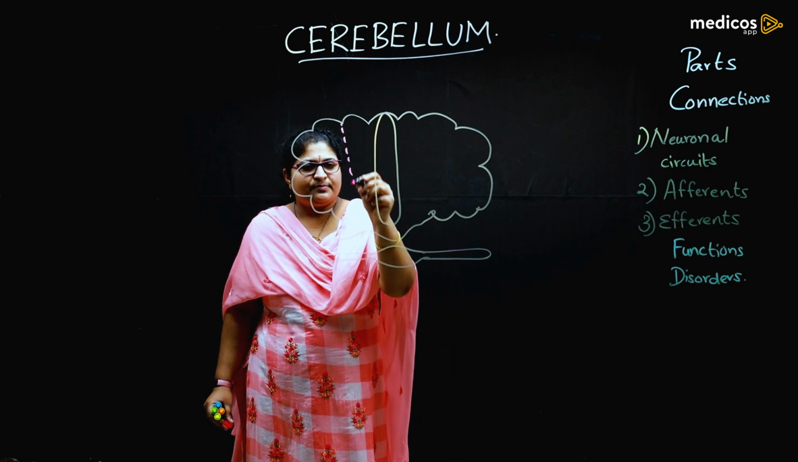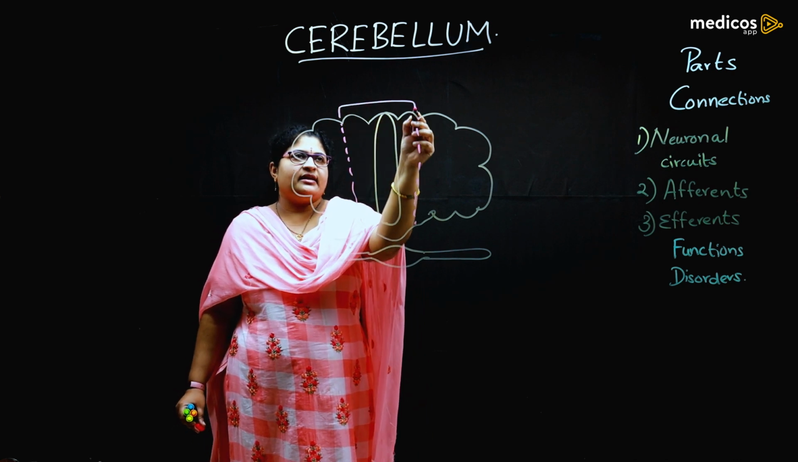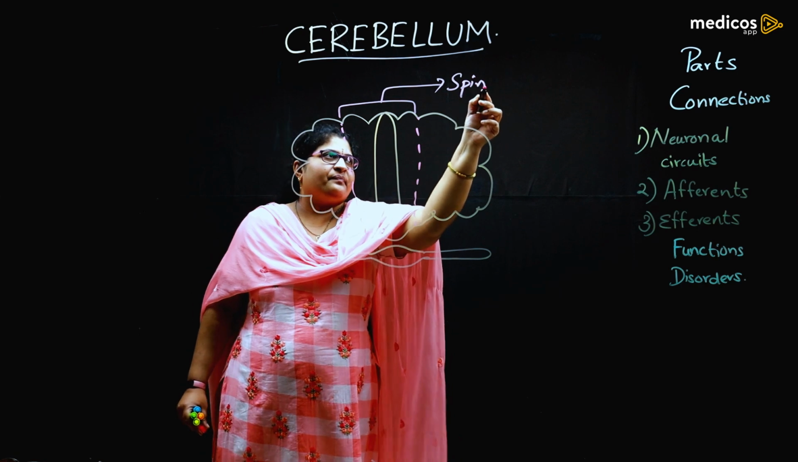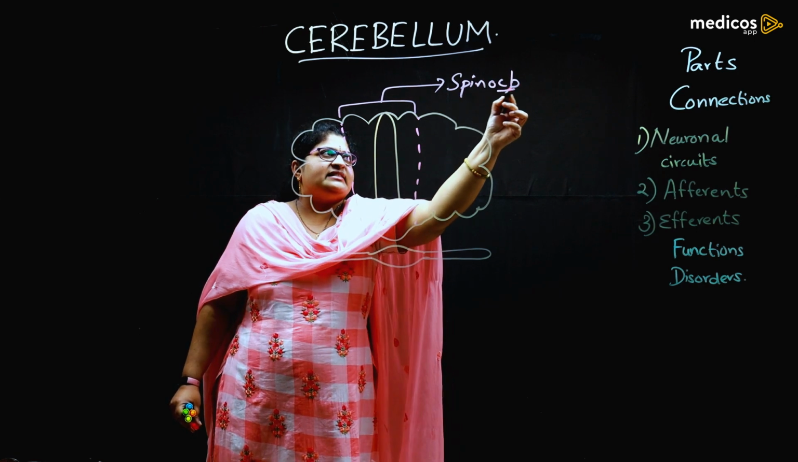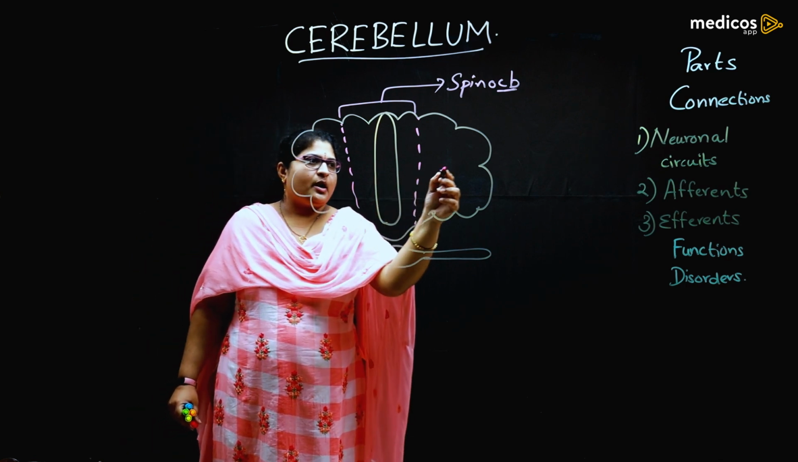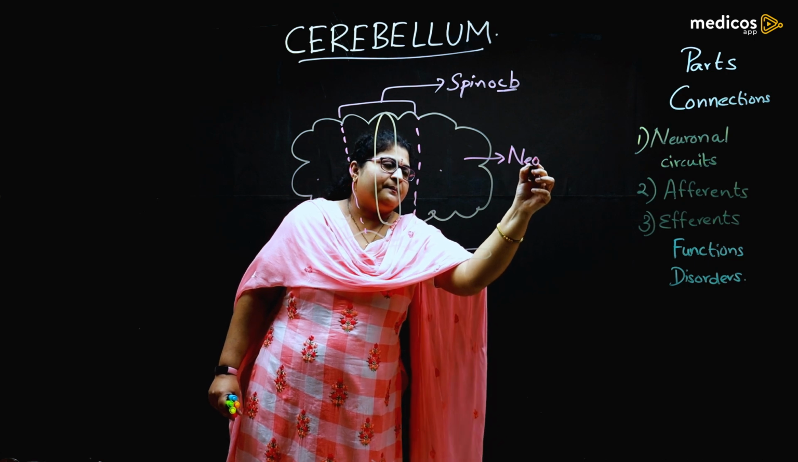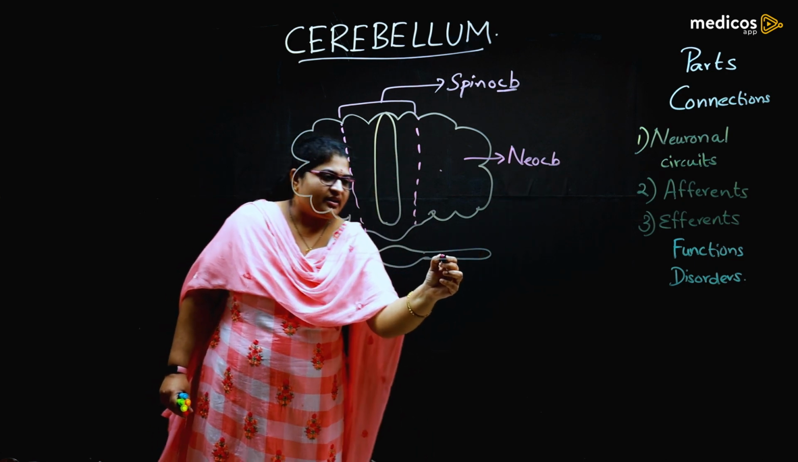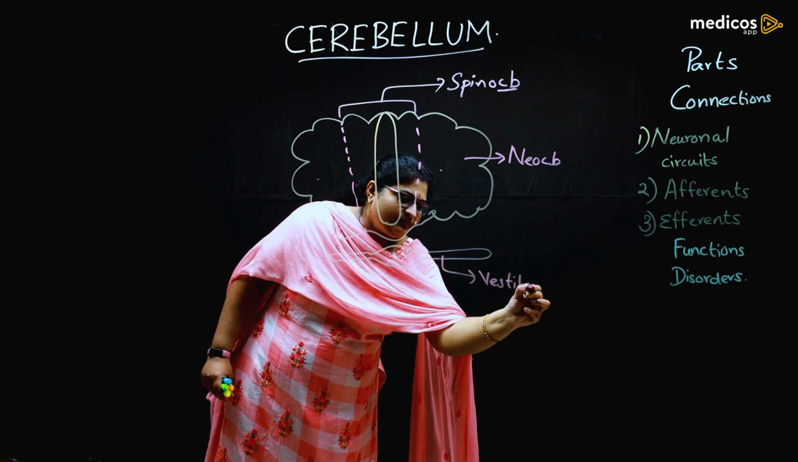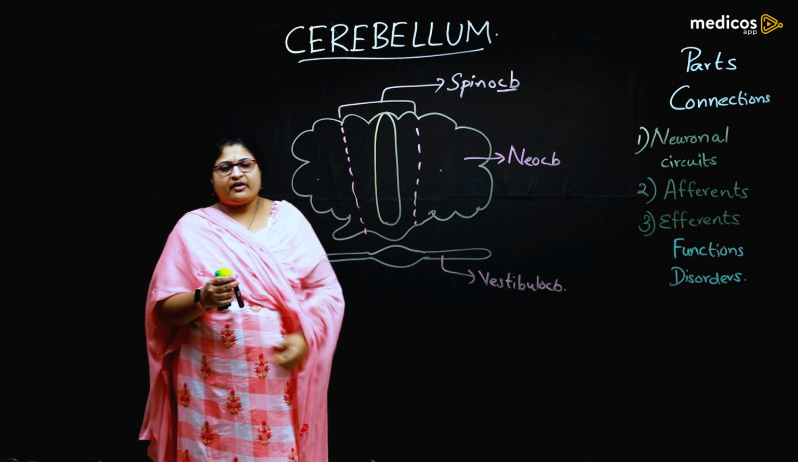So this portion, the middle portion, this entire thing, it is called as spinocerebellum. So I am writing CB as abbreviation for cerebellum, and this part we are going to call it as neocerebellum, and this one vestibulocerebellum. So let's discuss function of each part of cerebellum.